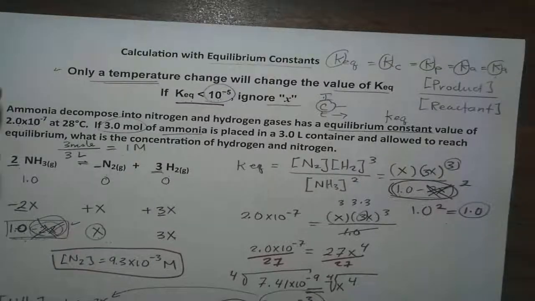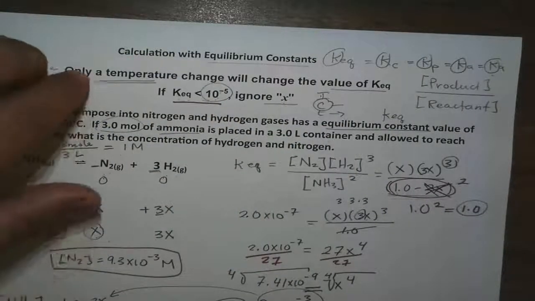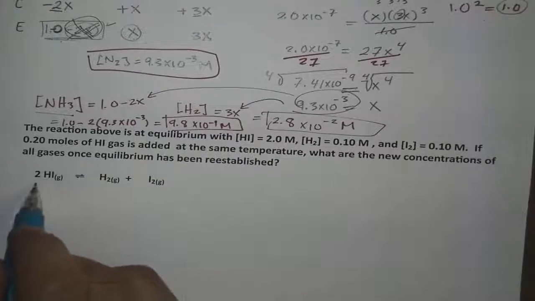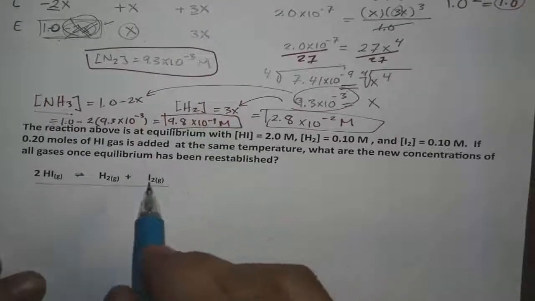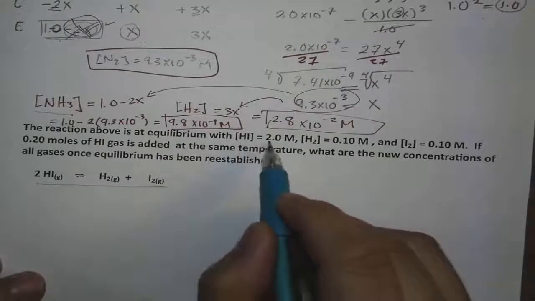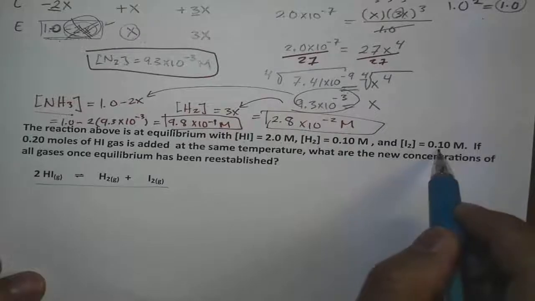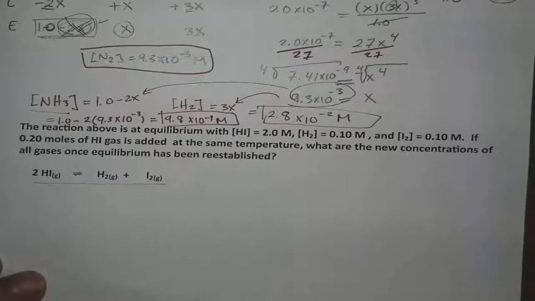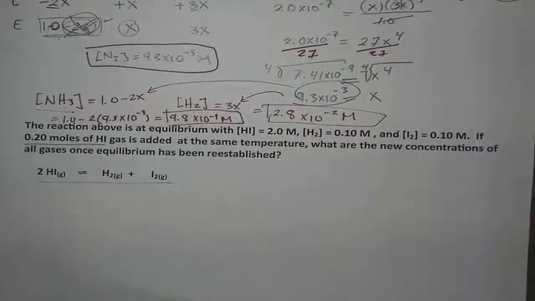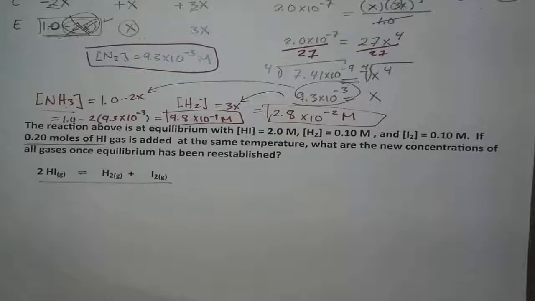Now let's try a problem where we're going to apply this concept right here. That is, the K equilibrium, or the value of K, will only change if the temperature changes. So here we have a reaction, and it is at equilibrium, okay? So at equilibrium, the concentration of HI is 2 molarity, hydrogen is 0.1 molarity, and iodine is 0.1 molarity as well. Now what happens when I add 0.2 moles of HI, or hydrogen iodide, to the system? Of course that's going to mess up the equilibrium, right? Now you have what?